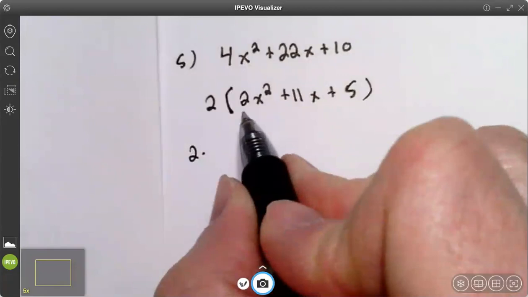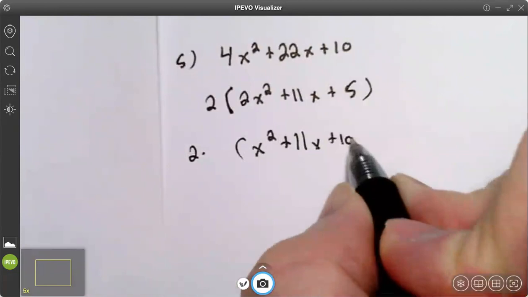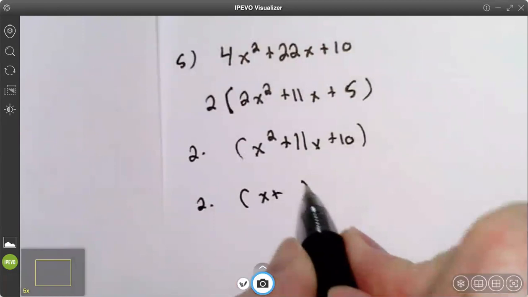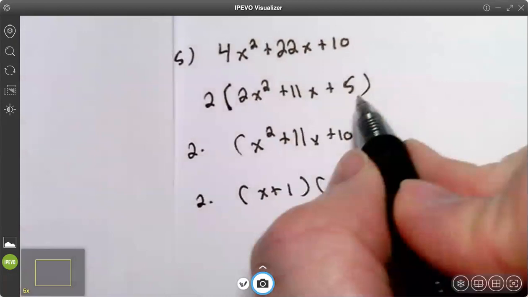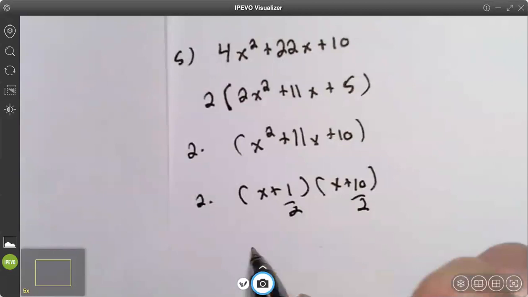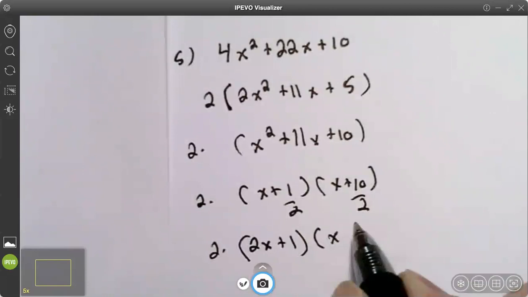To factor this trinomial, my leading coefficient is not 1, so I'm going to swing the 2 over. 2 times 5 is 10. This is going to be an x plus, x plus. Two numbers whose product is 10 and sum is 11 is 1 and 10. 1 times 10 is 10. 1 plus 10 is 11. I swung a 2, so I'm going to divide by 2. 2 won't go into 1, so I swing it back. 2 times x is 2x plus 1. 2 will go into 10 5 times, so here's my answer.